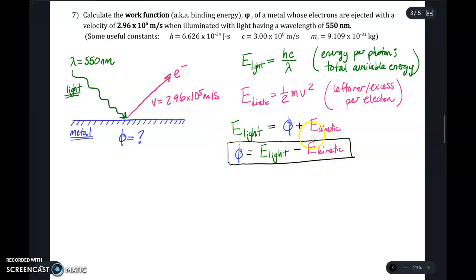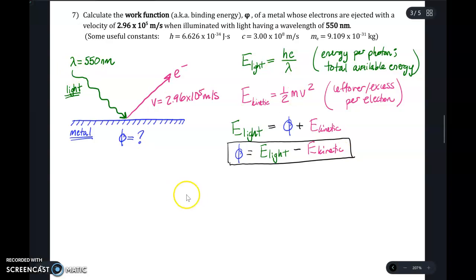If an electron's not ejected, then we don't technically have any kinetic energy, and we're not really sure if the energy of the light coming in is actually enough to satisfy the work function. So these types of equations are very situational. You can only use them with certain situations, and you have to be aware of what those situations are. Let's finish this off though and solve for this actual value.